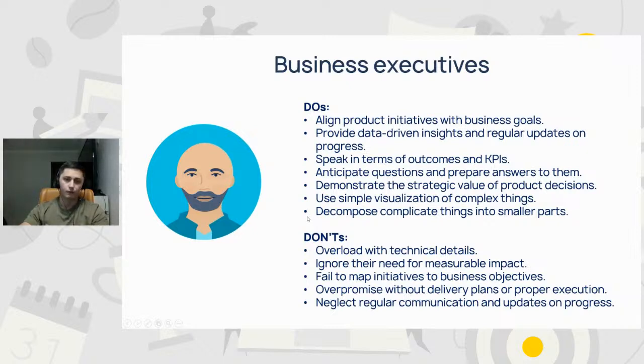What else you should avoid? Avoid bringing initiatives that are not mapped to business objectives, and do not overpromise when you're not sure about the delivery or that you will be able to properly execute some things. And of course, do not avoid regular communication and updates on progress, because when you provide them with regular updates on progress, they can help you to correct the direction of your initiative if they consider some problems or they see some challenges in its execution, or they can just pause it until better times.